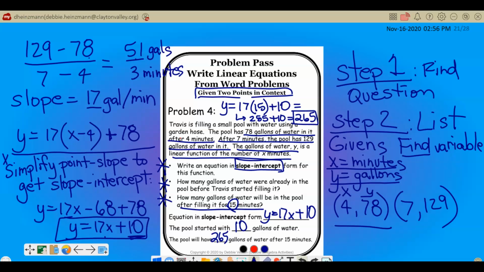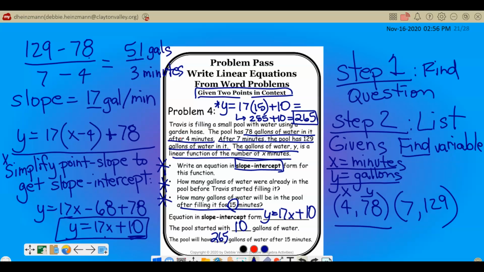So to finish this problem, let's answer our extension question, okay? And you can see that I've got it staged up here. They want us to plug in 15 minutes for X, which we've done. 17 times 15 is 255, and 255 plus 10 equals 265. So after 15 minutes, the pool will have 265 gallons.